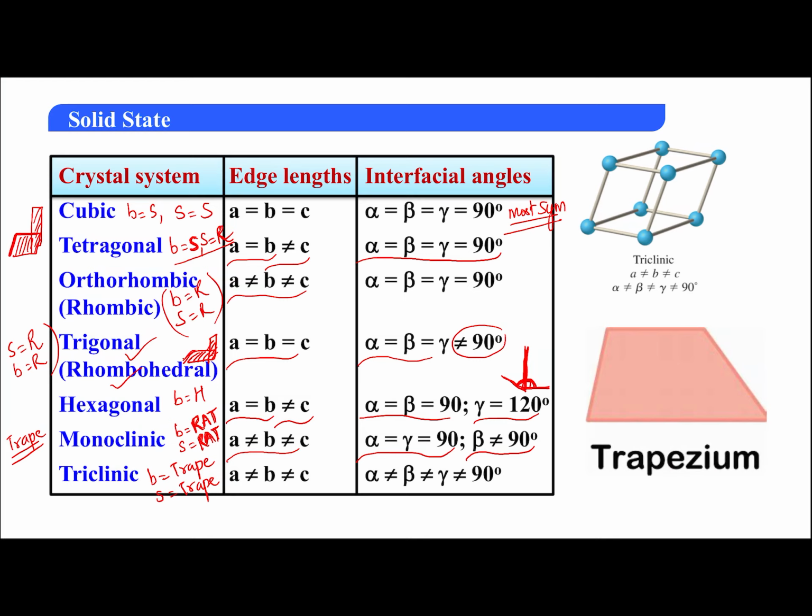So if you check how many there are: 1 cubic, 2 tetragonal, 3 orthorhombic, also called rhombic, 4 trigonal, 5 hexagonal, 6 monoclinic, 7 triclinic. So 7 crystal systems do exist, of which the most symmetrical is cubic and the most unsymmetrical is triclinic.